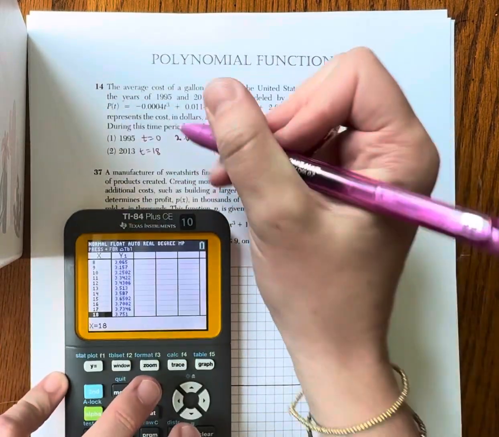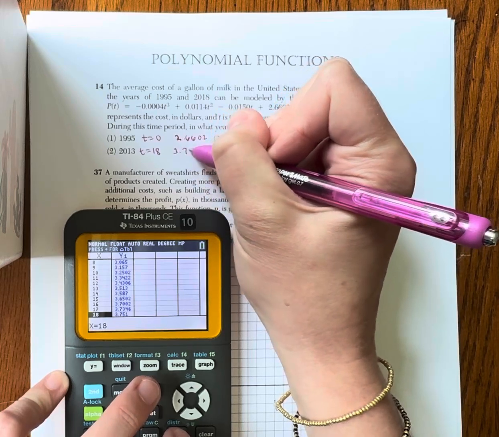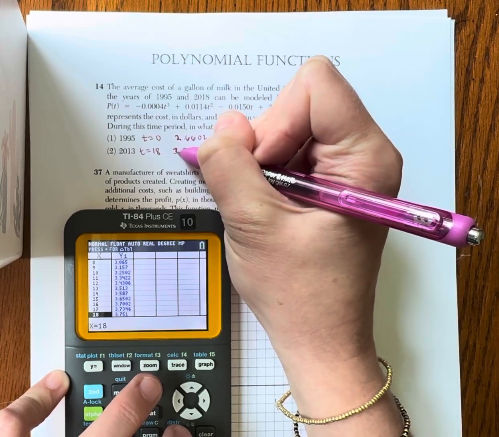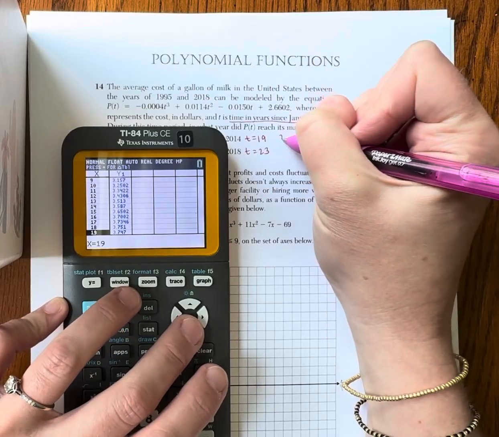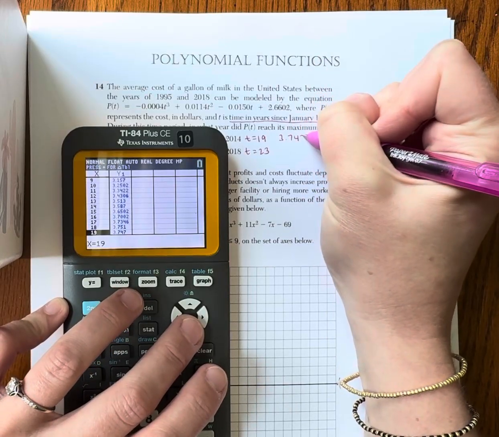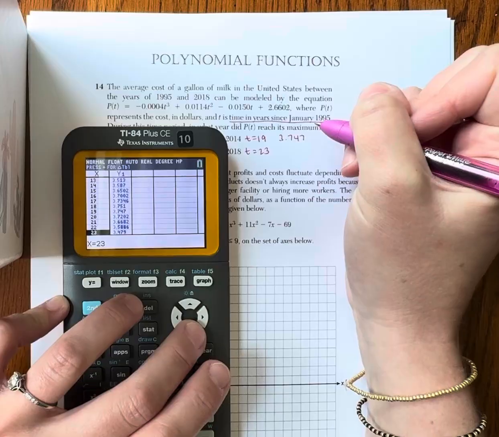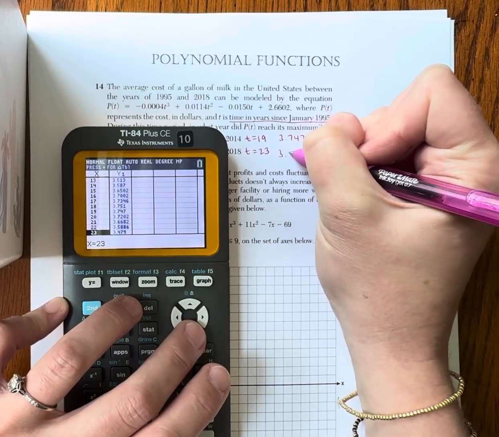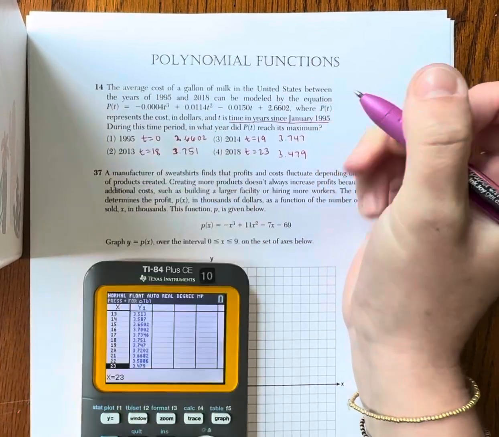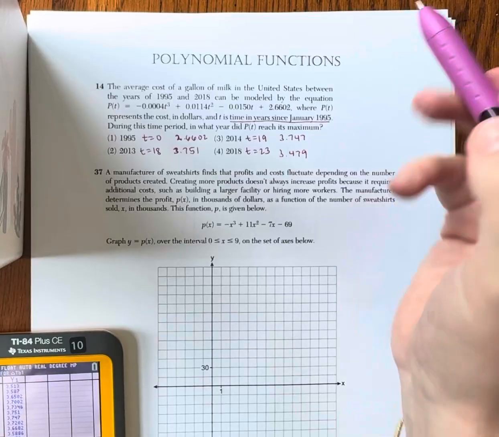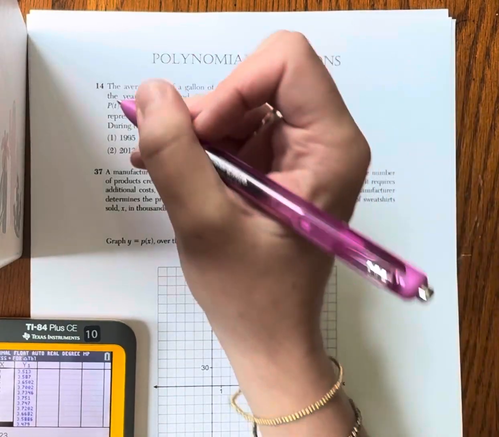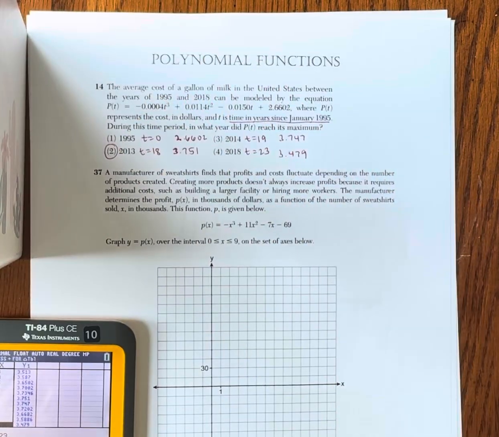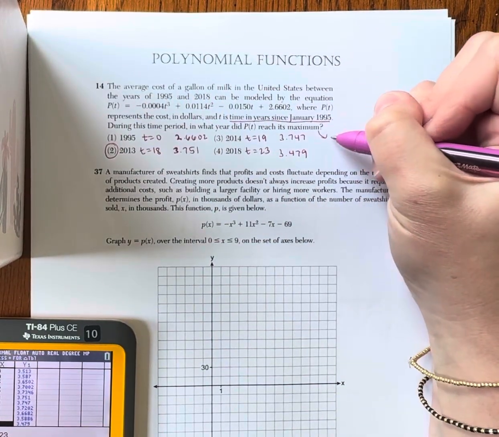18 is at 3.751. And then 19 is at 3.747. And 23 is at 3.479. So I'm looking for the one that has the highest value, which would be 3.751. That's a maximum. Maximum is the highest.